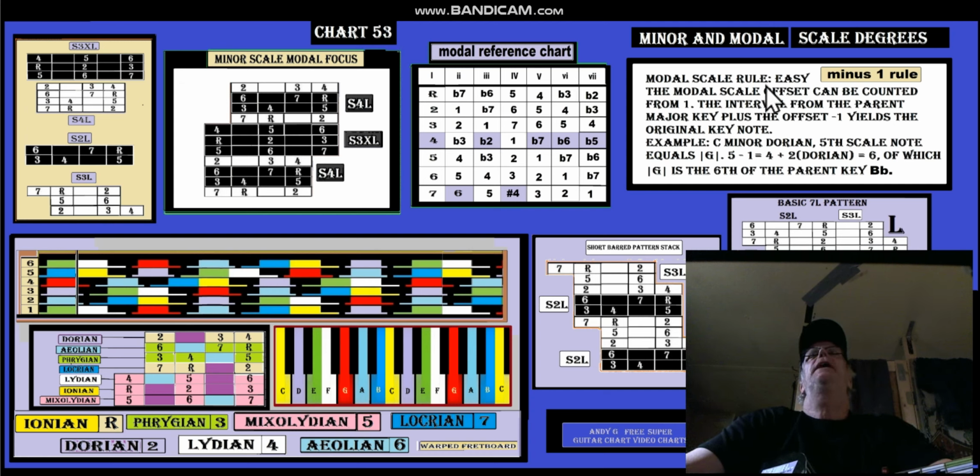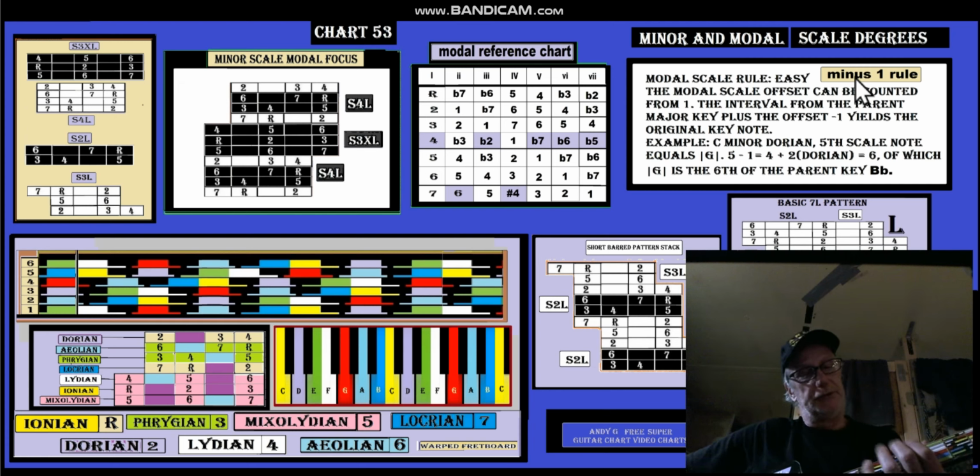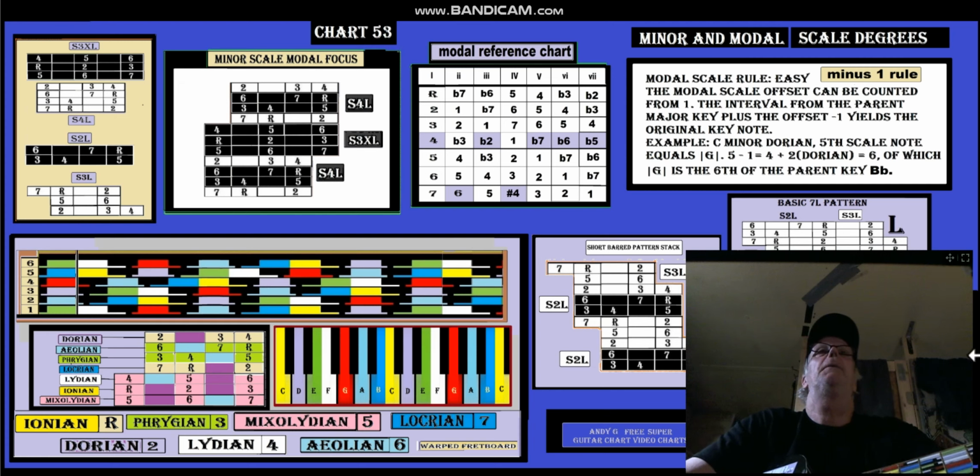The modal scale easy rule. Okay, so after seeing Eric Haugen's video where he said that it's improper to consider a minor scale mode, for instance the Phrygian, as a 3. He wants it to be as a 1.